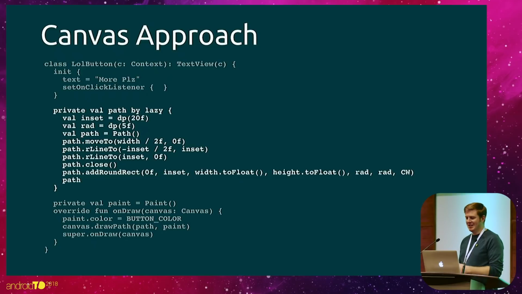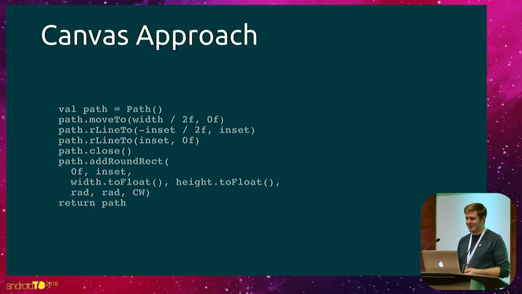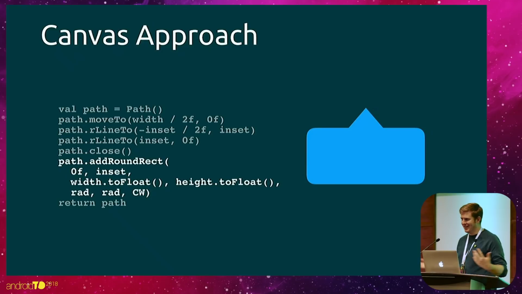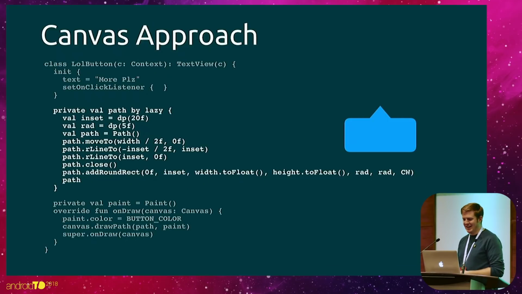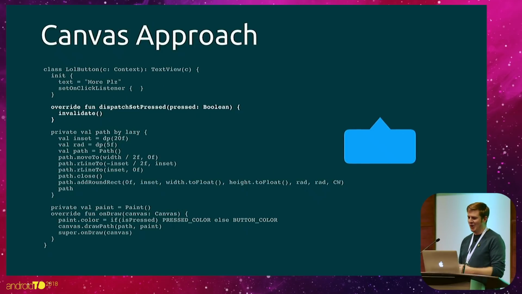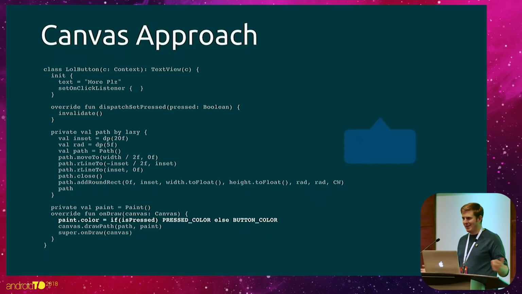And the path definition is very straightforward. It's declared here for the same example as previously. All it's a matter of is defining the 3 points which make up a triangle, and then adding a rounded rectangle, and you're done. That's the whole thing. And now what's great is that, okay, let's make the thing stateful. Let's change the color. You override dispatchSetPressed, invalidate to trigger your onDraw to get called, and then you change the color based on your isPressed state, and now the thing's stateful.